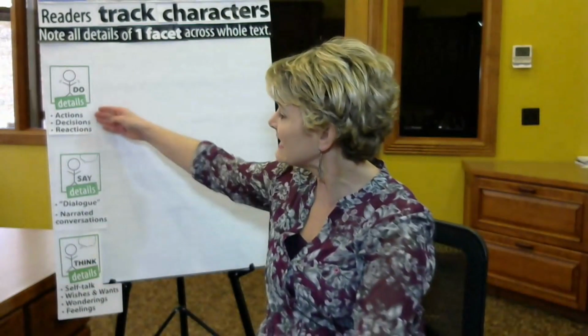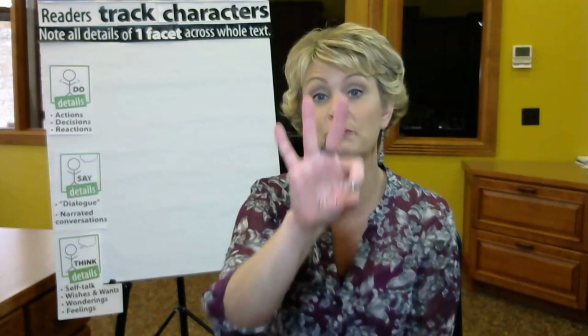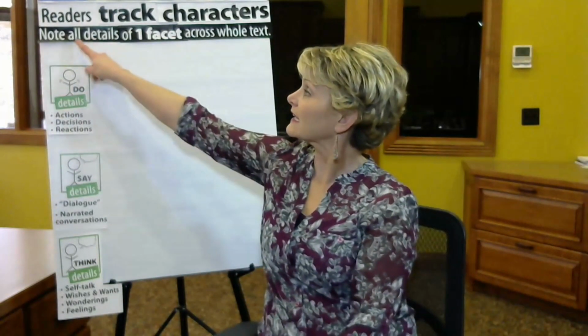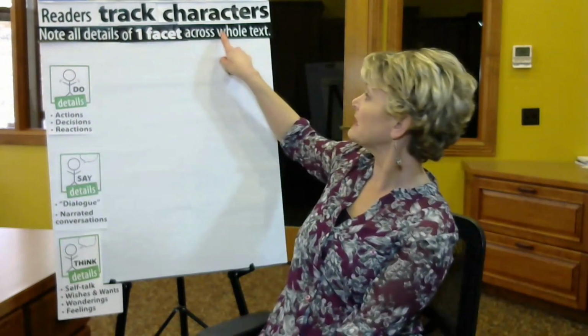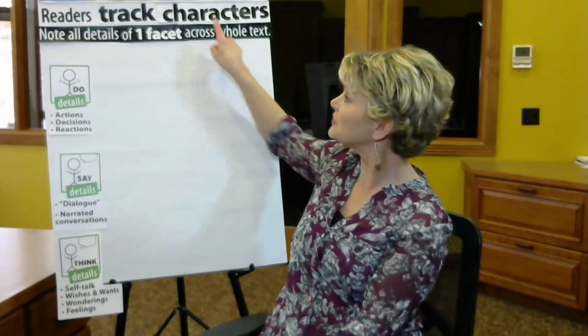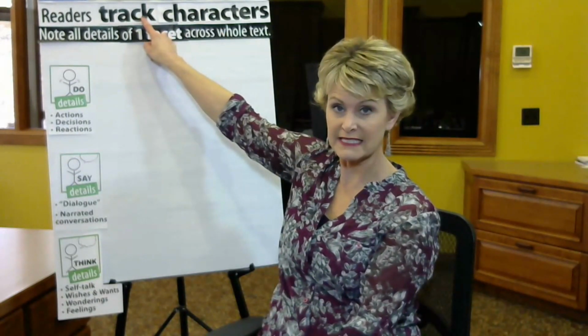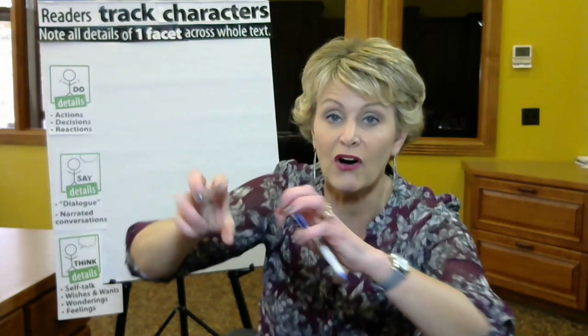Do you see what we're doing? This idea that authors give us clues. They give us different kinds of clues about characters. Three kinds of clues. As readers, we've got to collect them all, from the beginning to the end of the text. And when we do that, we are tracking the details. We're picking up all of the clues the author left us as he was developing, creating the character.